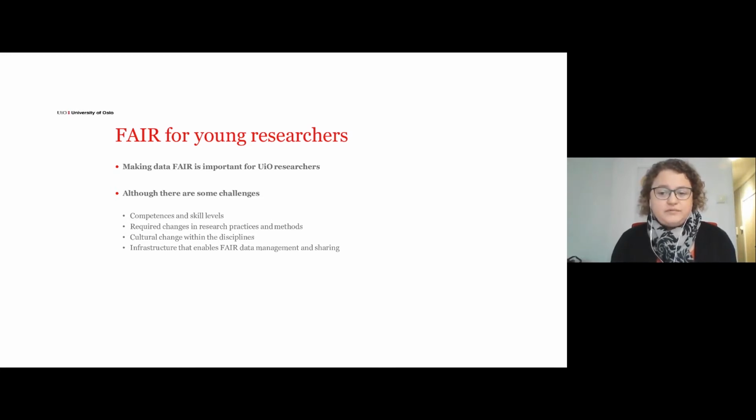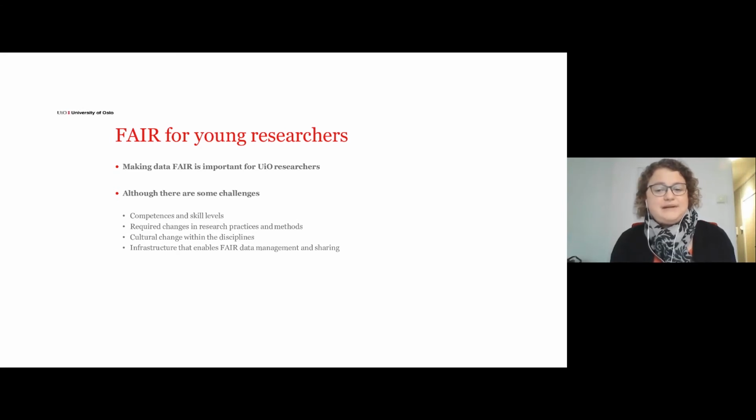And in small research groups, this can become a problem, because the young PhD candidate is kind of on their own to figure out what tools to use, and so forth, and learning how to use them as well. So that's quite a big hurdle we see for some people in Oslo. And making data FAIR will also require changes in research practices and methods for many disciplines. In some fields, we see that a lot of change has already taken place, but in other areas, there's quite a lot of work that remains to be done.